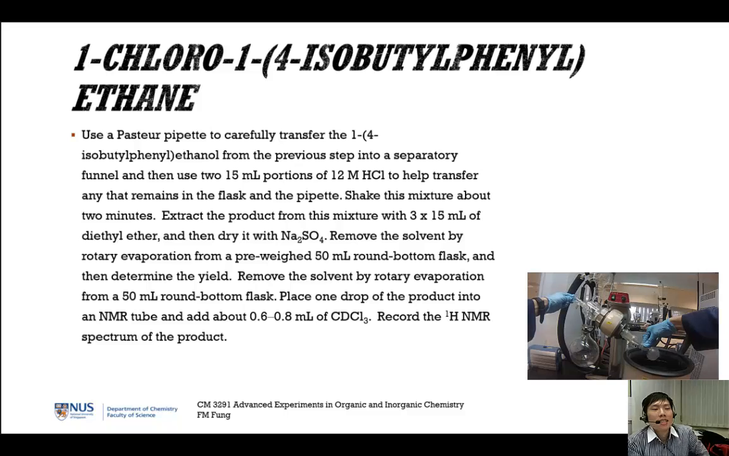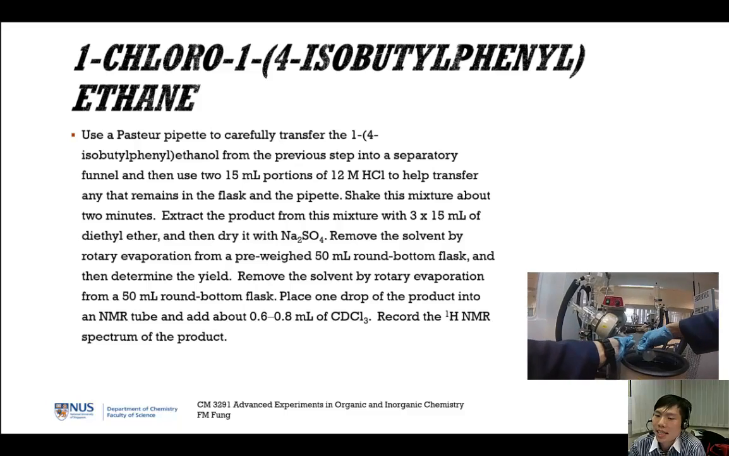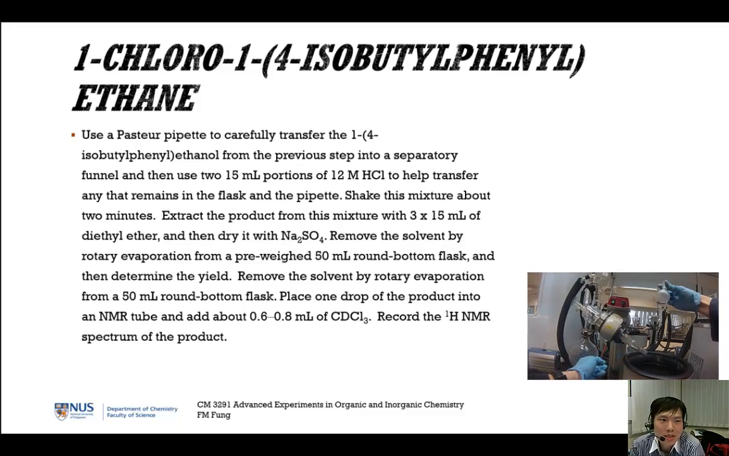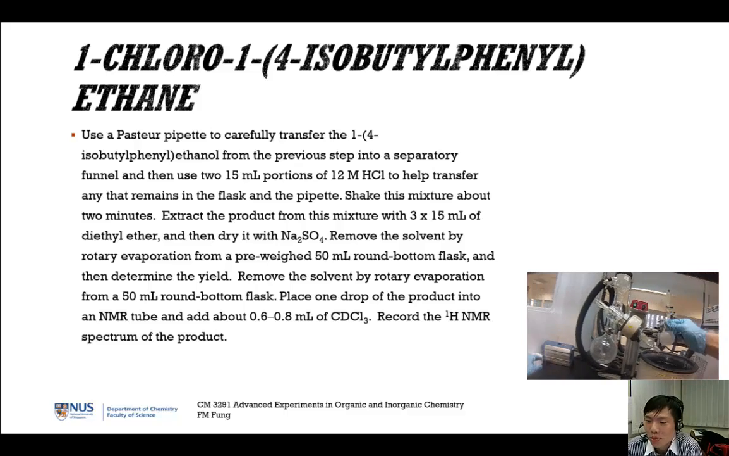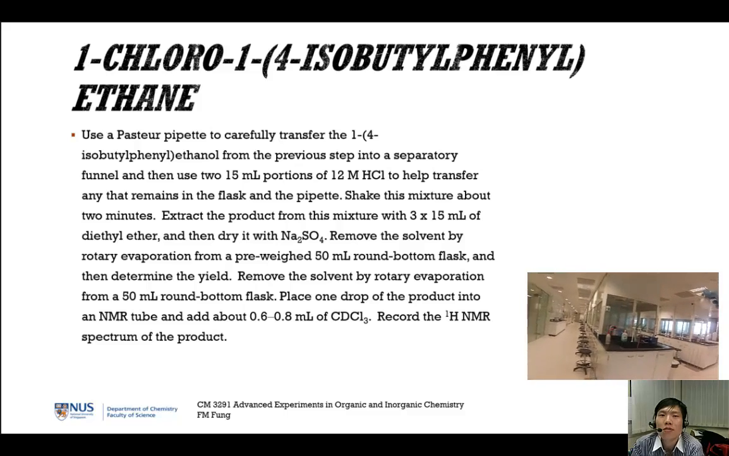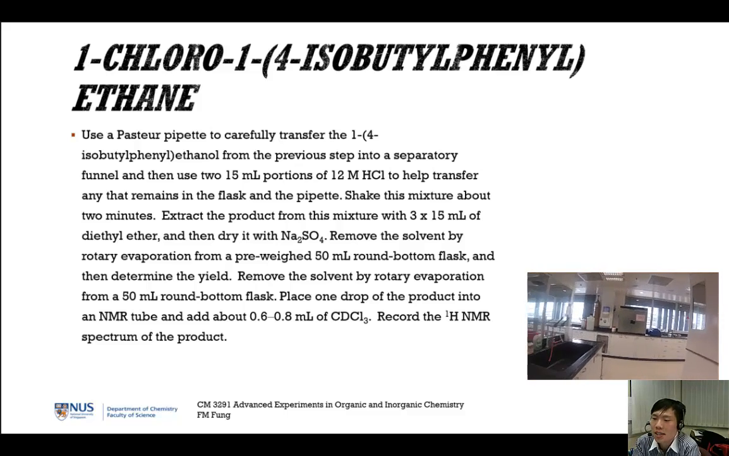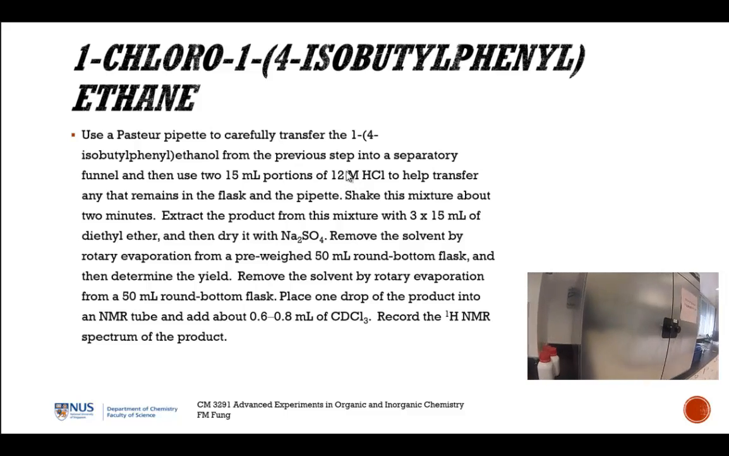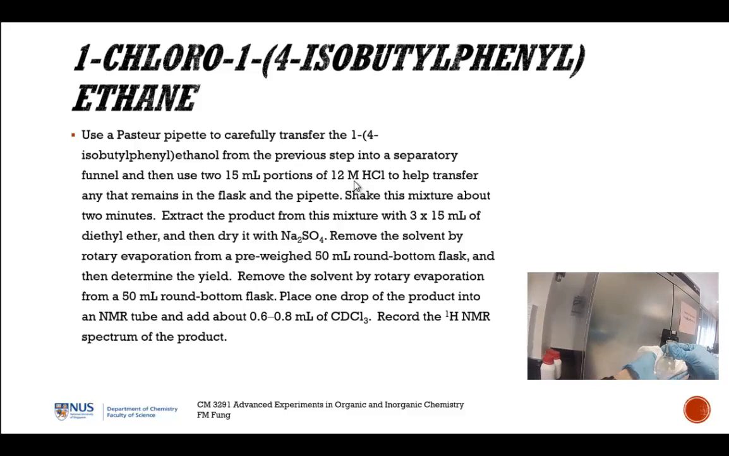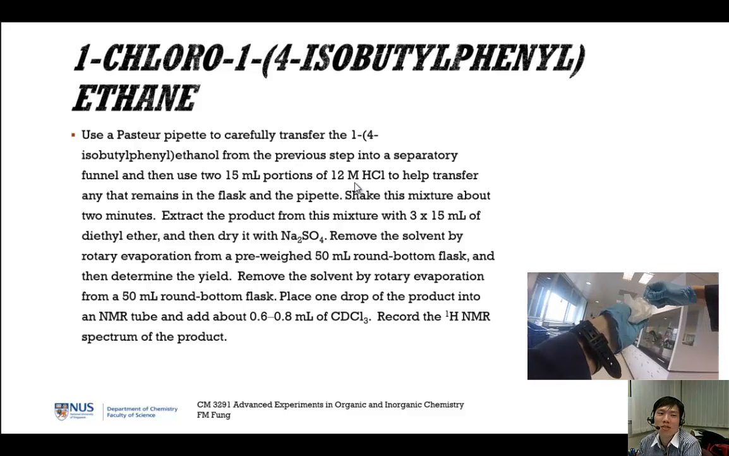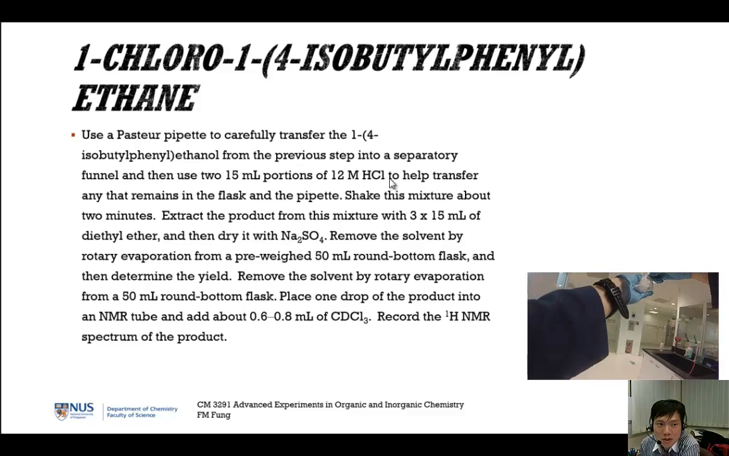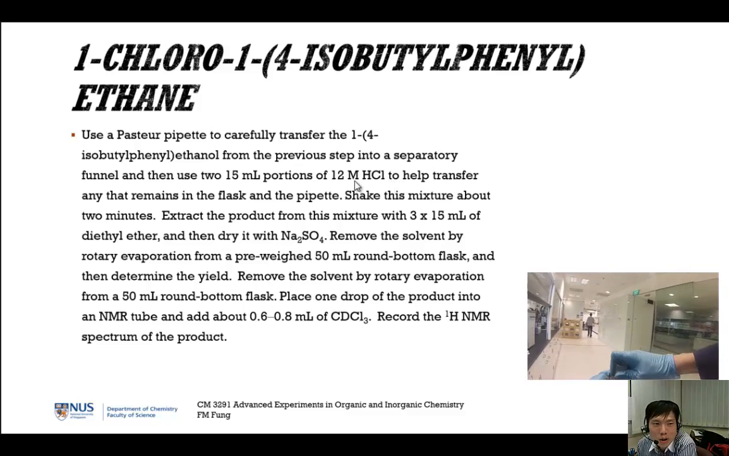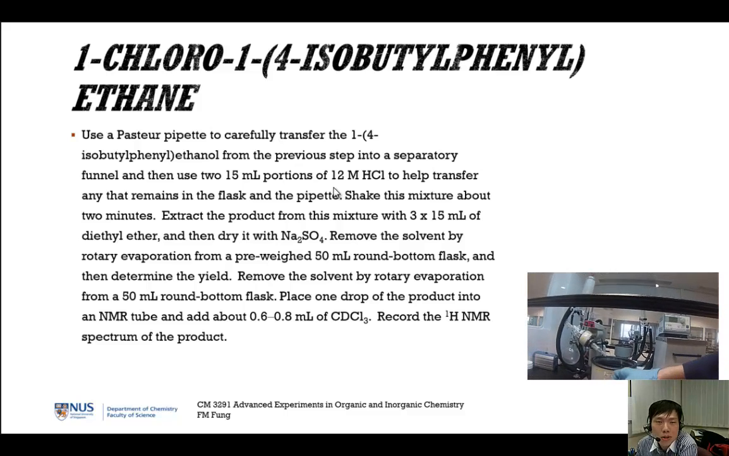Next intermediate, 1-chloro-1,4-isobutylphenyl ethane. So using this Pasteur pipette, carefully transfer the previous compound into a separatory funnel. Okay, now use 2 portions of concentrated HCl. Look at that, it is 12 molar. This is mole per dm cube. You don't want to get your skin in contact with these, okay? Trust me, it hurts really bad. Always put your gloves on, and do not roll up your sleeve when doing that.